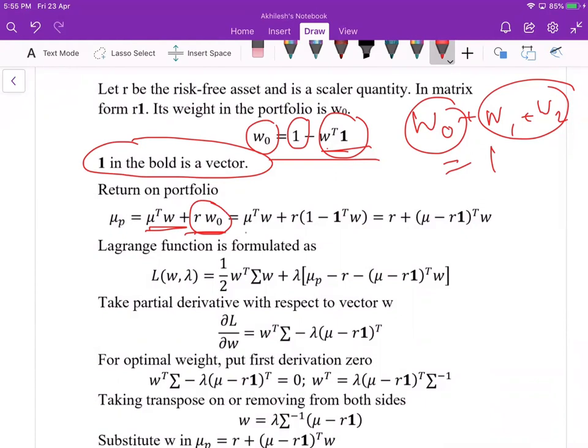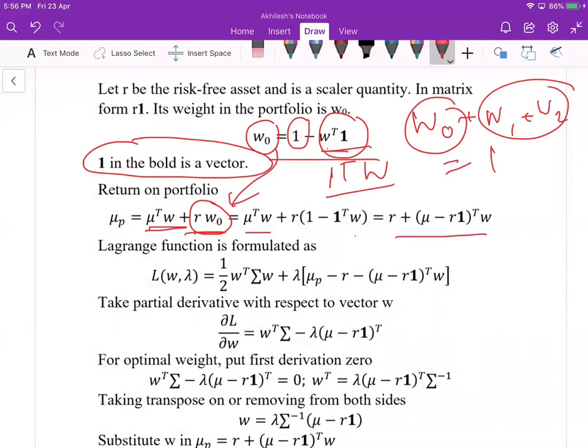And W mu transpose W is there, and you can substitute mu W naught from here. Okay, let's substitute W naught is equal to 1 minus, so either way you can write W transpose 1 or 1 transpose W, both are the same thing, you will get a scalar value. So here R into 1 minus 1 transpose W. Okay. So let's simplify it further.